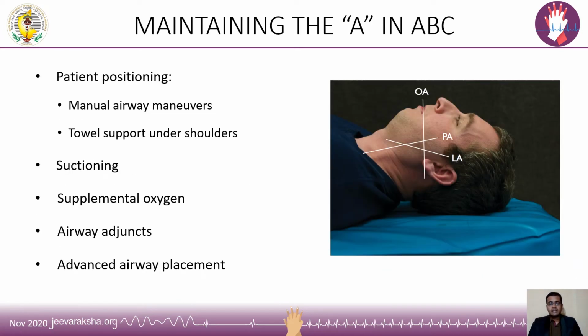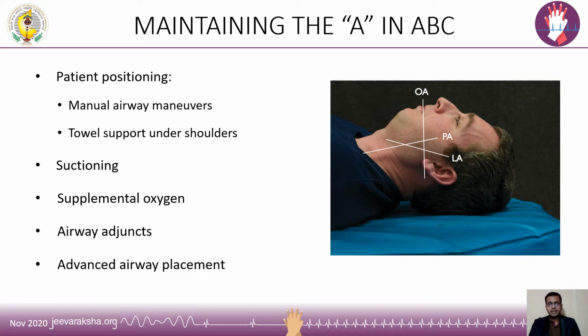So whenever you are assessing a patient with respect to the airway, the position of the patient is very important. When positioning the patient, it's always better to have the patient in the sniffing the morning air position, where there is extension at the neck and extension also at the atlanto-occipital junction. You can do this by placing a towel under the shoulder of the patient.